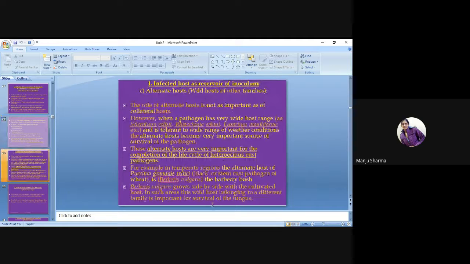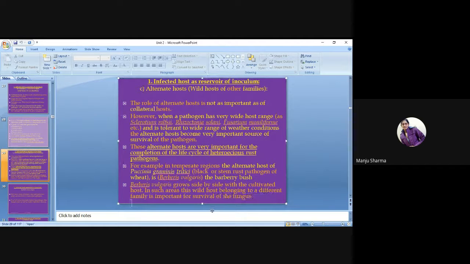Then infected host as a reservoir of inoculum, alternate host, that is wild host of other families. Alternate means whenever the main host is not available, in the absence of the main host, they can easily survive on the alternate host, and the alternate host will provide all the nutrients to the pathogen.